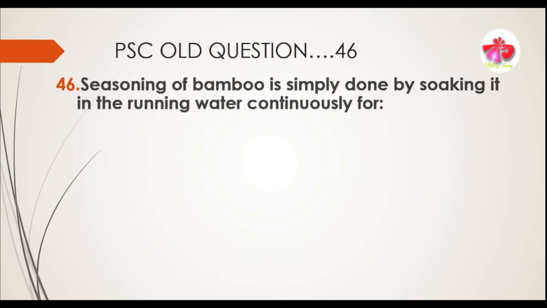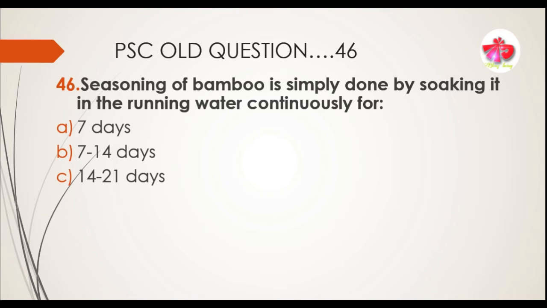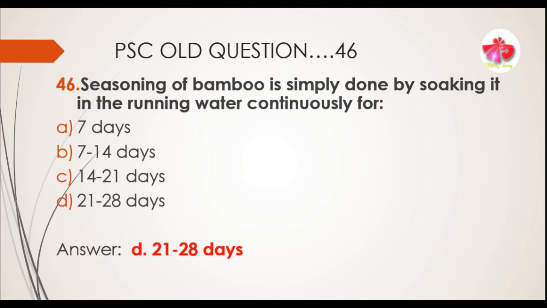Question number 46. Seasoning of bamboo is simply done by soaking it in running water continuously for option A, 7 days, option B, 7 to 14 days, option C, 14 to 21 days, and option D, 21 to 28 days. So friends, seasoning of bamboo is simply done by soaking it in running water continuously for 21 to 28 days. So option D will be correct.